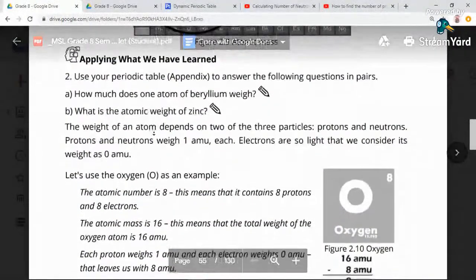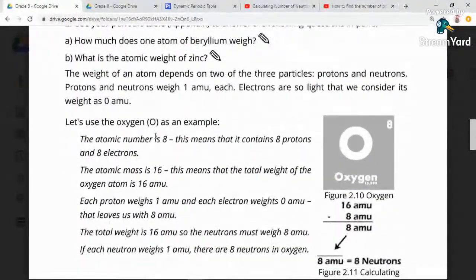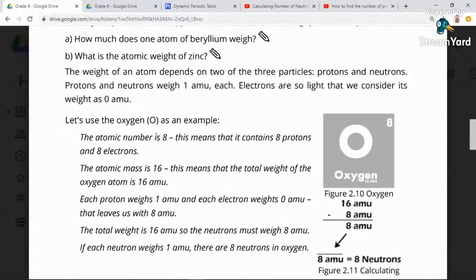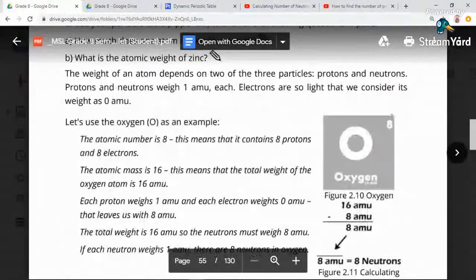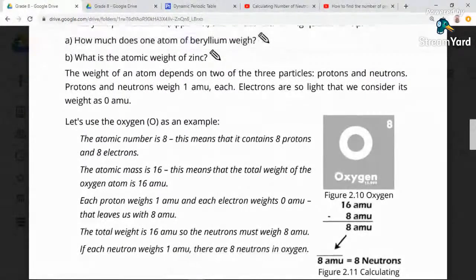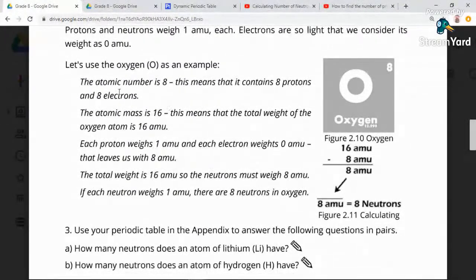So the weight, it's going to depend on 2 of the 3 particles, the protons and the neutrons. Okay, the electrons are so light that it's 0. But we already said that this little 8 up here represents electrons and it also represents the protons. But how do I find out how many neutrons there are in this element? Good question. Okay, so the atomic number is 8. That means that we have 8 protons and 8 electrons.